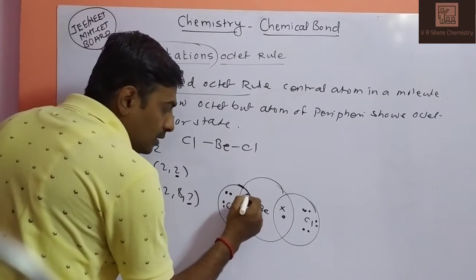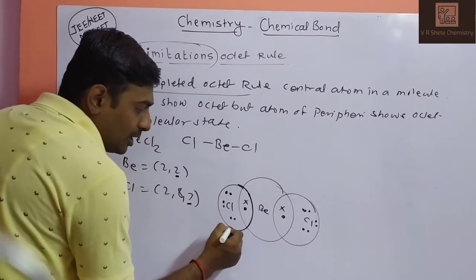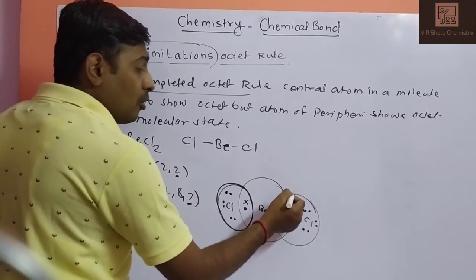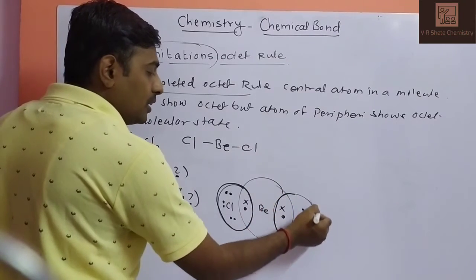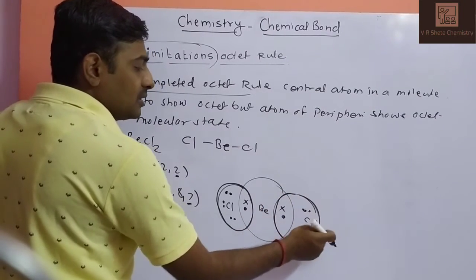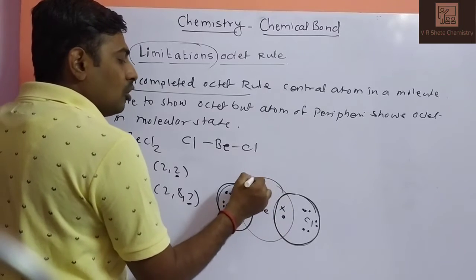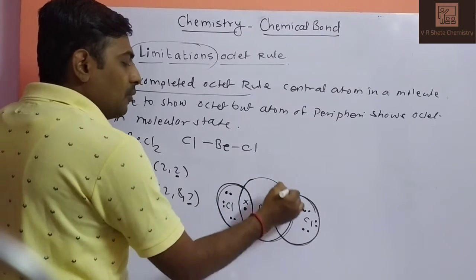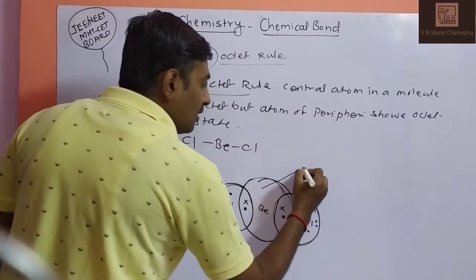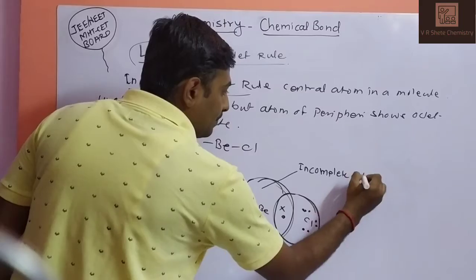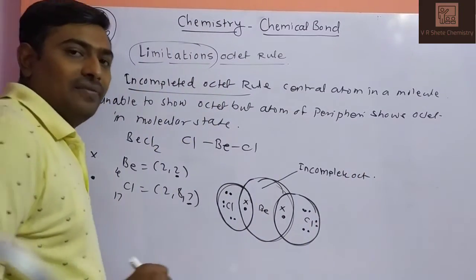If you observe the orbital of chlorine, octet is completed: 1, 2, 3, 4, 5, 6, 7, 8, and 1, 2, 3, 4, 5, 6, 7, 8. But if you observe the orbital of beryllium, only 4 electrons are there. So this is your example of incomplete octet.